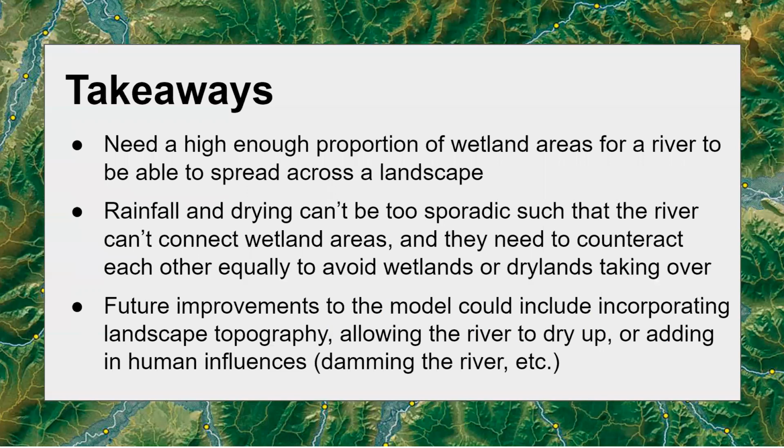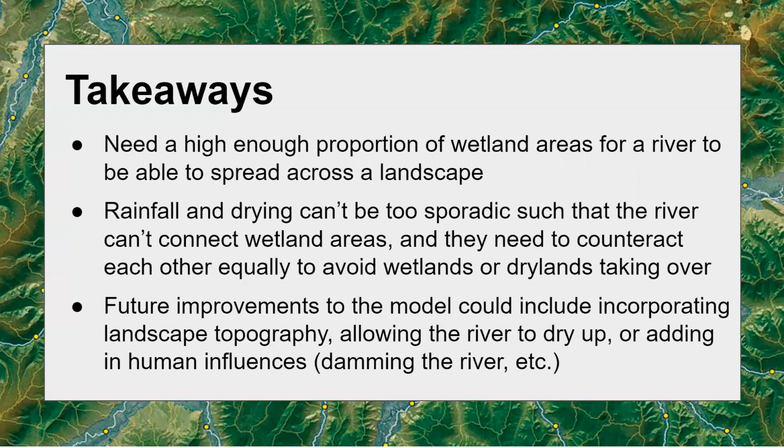One of the main takeaways from our model is that you need a high enough proportion of wetland areas for a river to be able to spread across the landscape. We also found that rainfall and drying can't be too sporadic, such that the river cannot connect wetland areas. And they also need to counteract each other equally to avoid wetlands or drylands taking over the landscape.